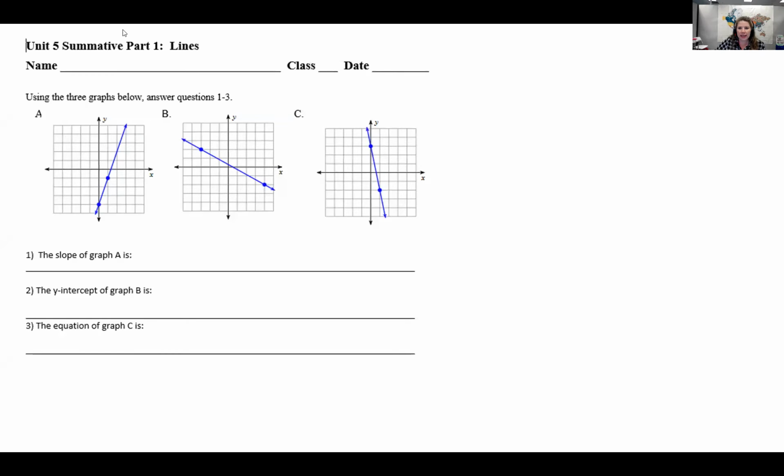All right, guys, so hopefully at this time your study guide is completely done and you are here just to check your answers for your test. That's the best way to prepare for your test. All right, so let's look at the first three problems.